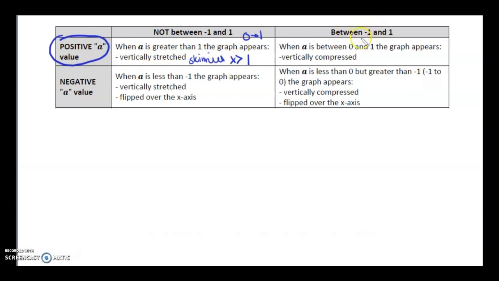Okay, and when a is between 0 and 1, in other words, a fraction, but it's not an actual fraction because we could have, for example, 5/2, which is 2.5. So you're looking for a fraction or a 0 decimal in some number. What this is going to give us is a graph that's vertically compressed. Okay, and then this is wider.